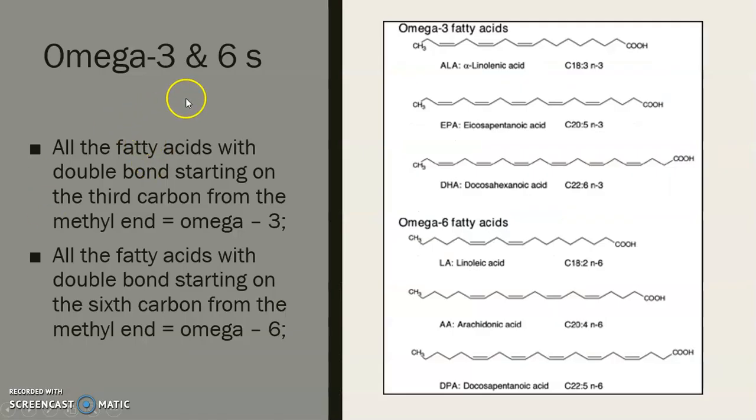Okay. So a final recap: all the fatty acids with the double bond starting from the third carbon from the methyl end are called omega-3 fatty acids. And all the fatty acids with the first double bond occurring on the 6th carbon from the methyl end are omega-6.